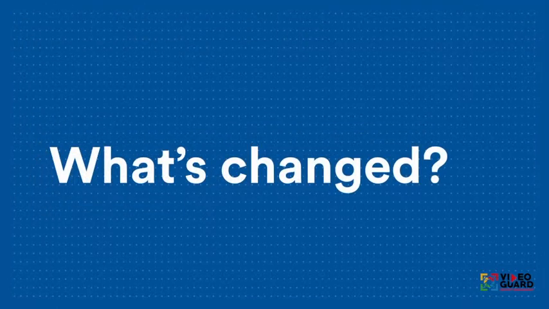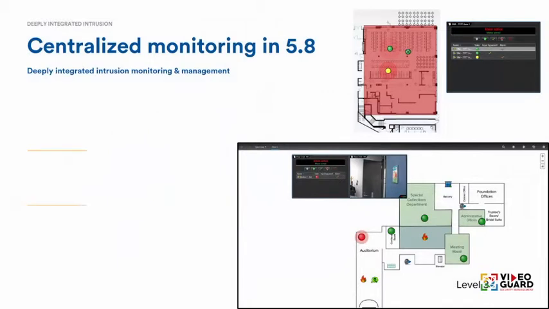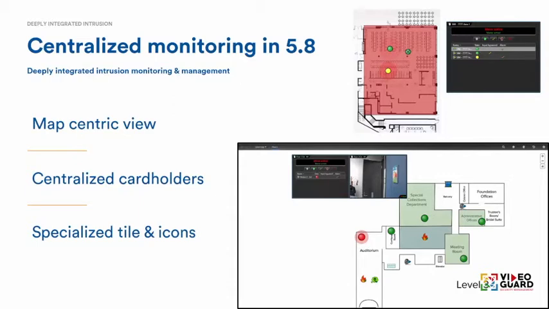So let's start with a look at what's changed. Well, we're really moving towards centralizing monitoring with intrusion, right? Bringing this together with video, access control, and ALPR in a way that they are deeply integrated so you can spend more time working on what you need to accomplish and less time task switching. What does this mean? Well, we've moved towards a map-centric view. So this is something we've been working on with our core products in the last few years. We're bringing that to intrusion.